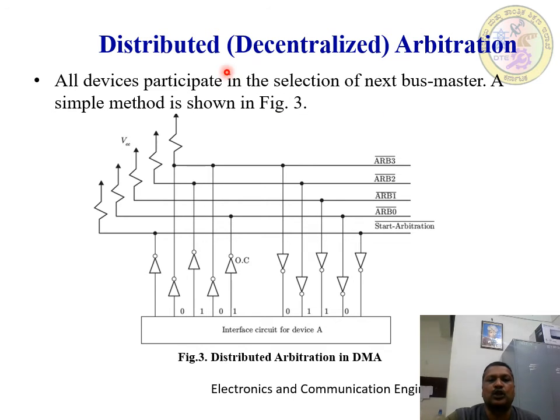Now you can see the distributed or decentralized arbitration scheme. In this, all devices participate in the selection of the next bus master. A simple arrangement can be seen here. For different devices, identification has been assigned, like ARB0 bar, ARB1 bar, ARB2 bar, ARB3 bar, and so on. And there is one more arbitration line.